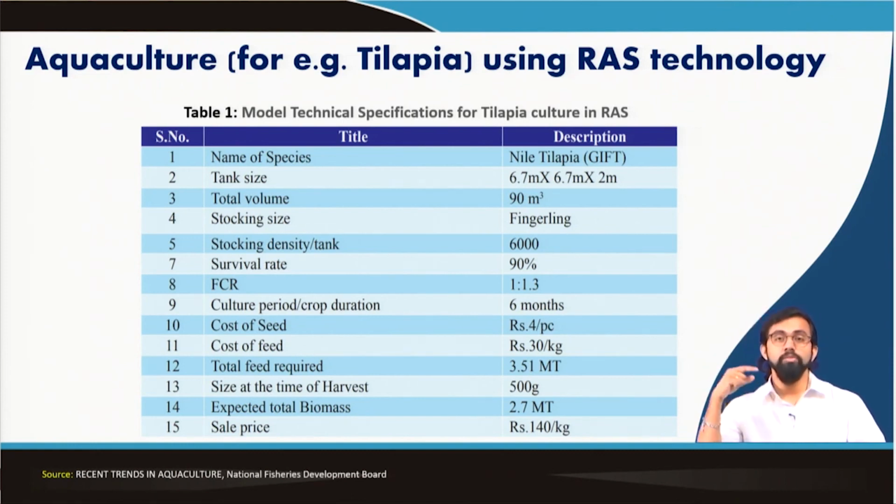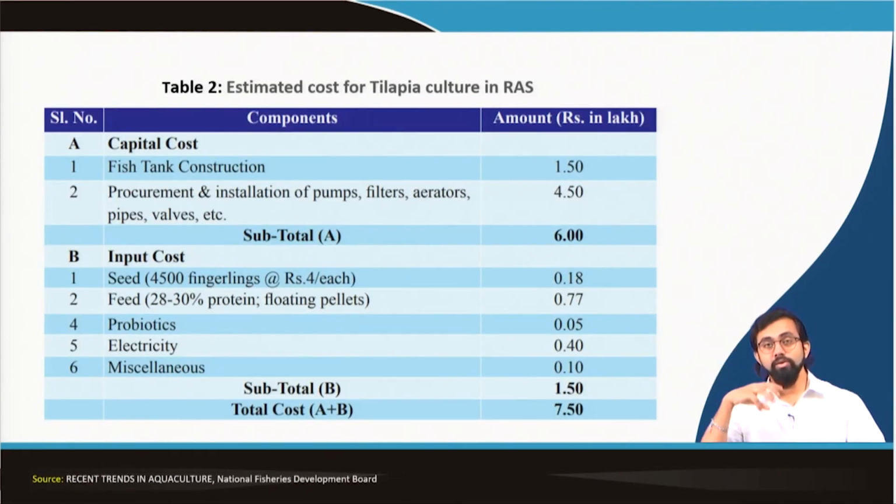So, total expected biomass will be 2.7 metric tons. So, you can see the difference there, and also the sale price will be around 140 rupees per kg in general. So, that is just giving you a basic example of how we do the calculation. It is not fixed for any particular region. It can vary drastically from place to place, and with different considerations and design values that we input.